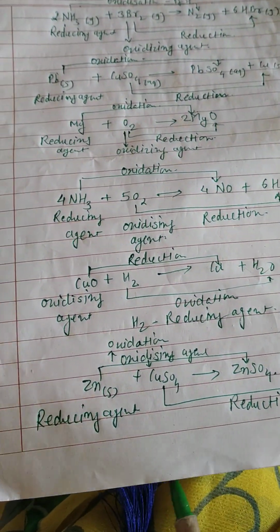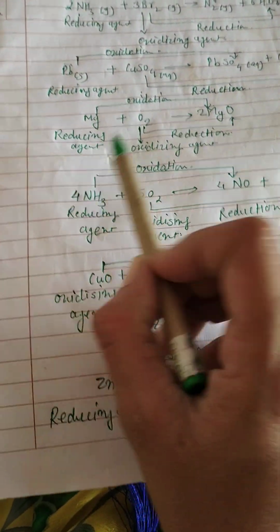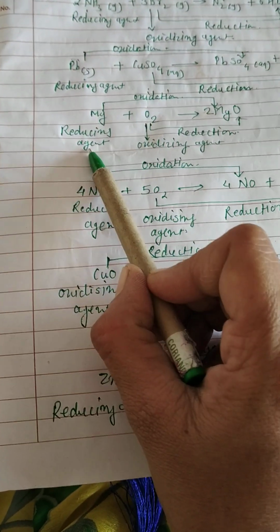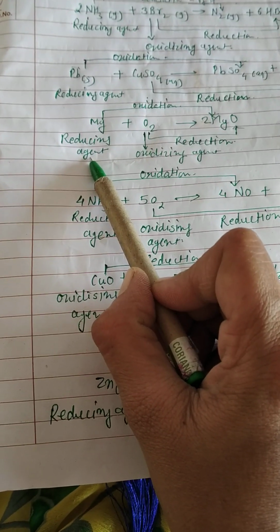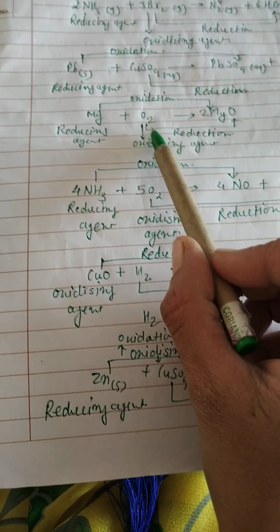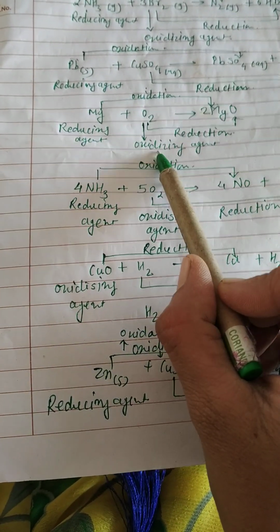Once that has been done, it's time to identify the reducing agent. Who undergoes the oxidation? Mg undergoes oxidation, so it will act as the reducing agent, and the one that undergoes reduction will act as the oxidizing agent.